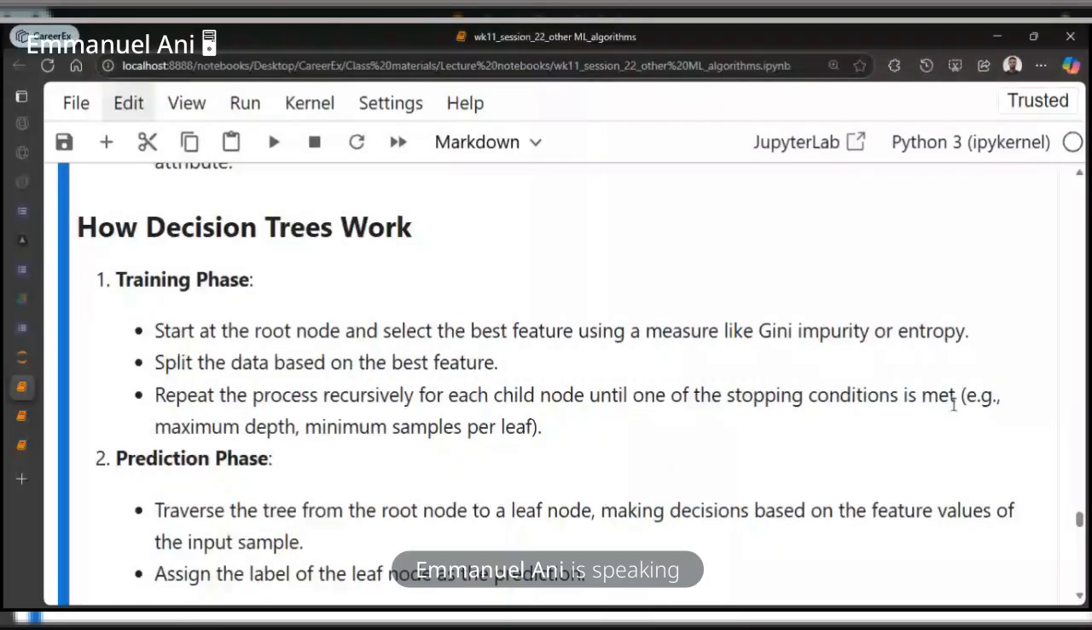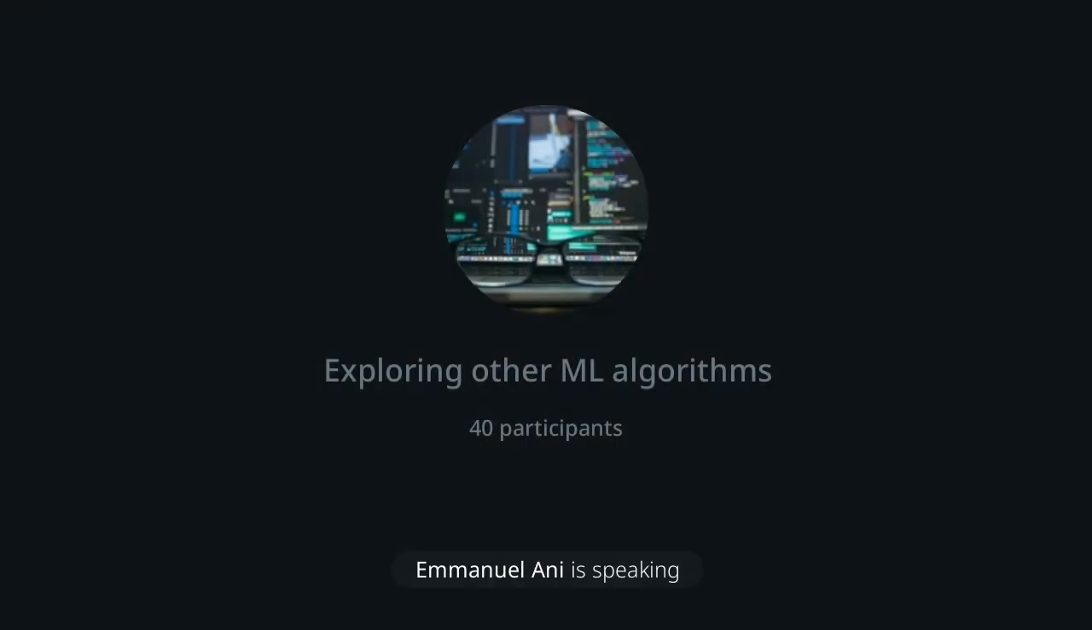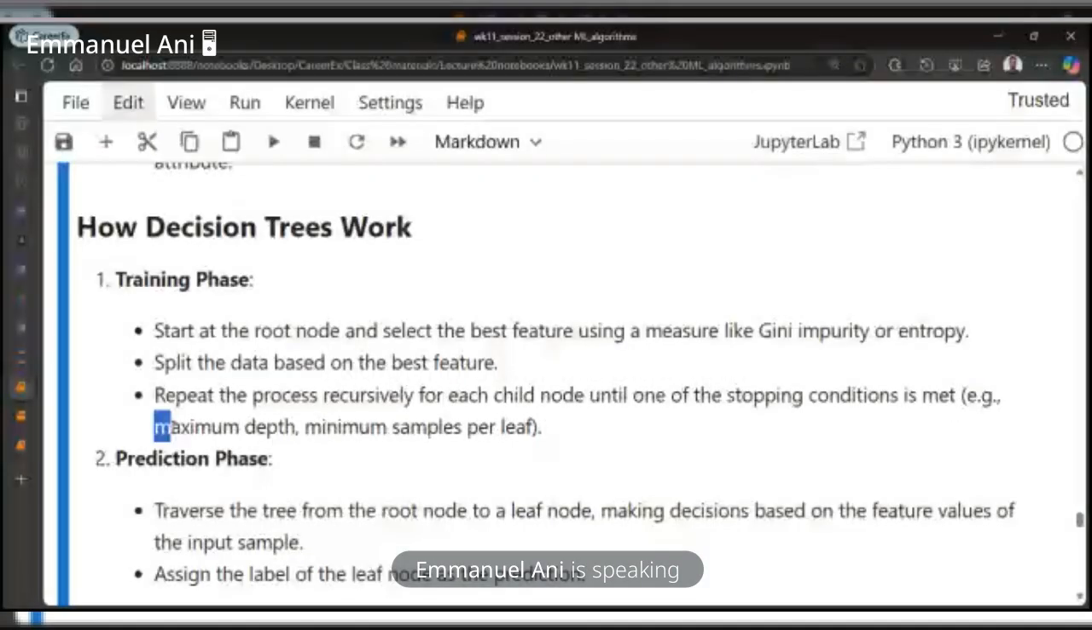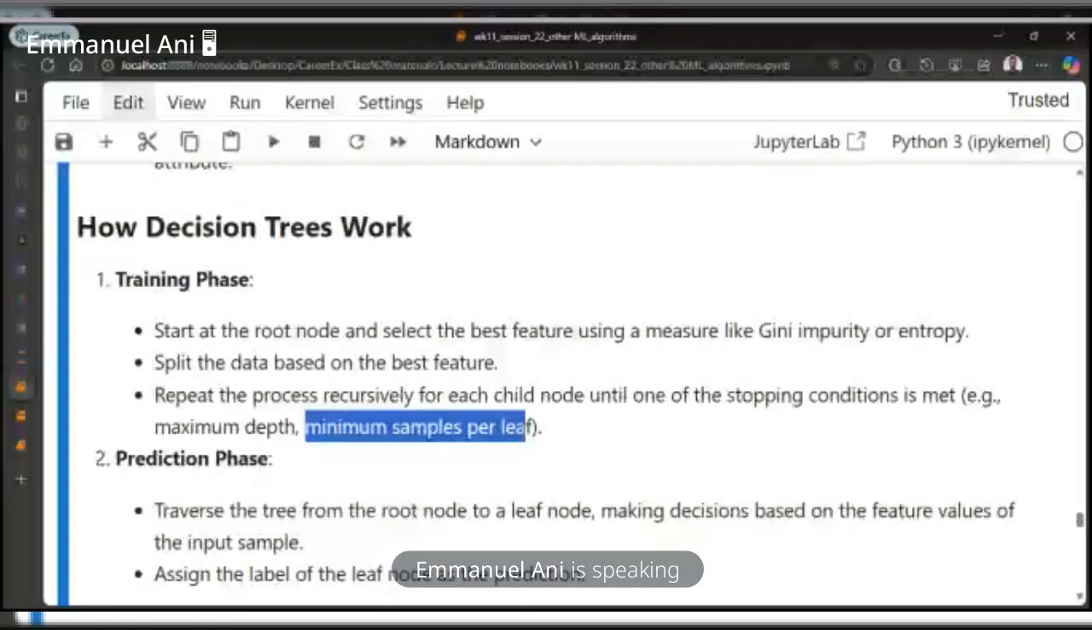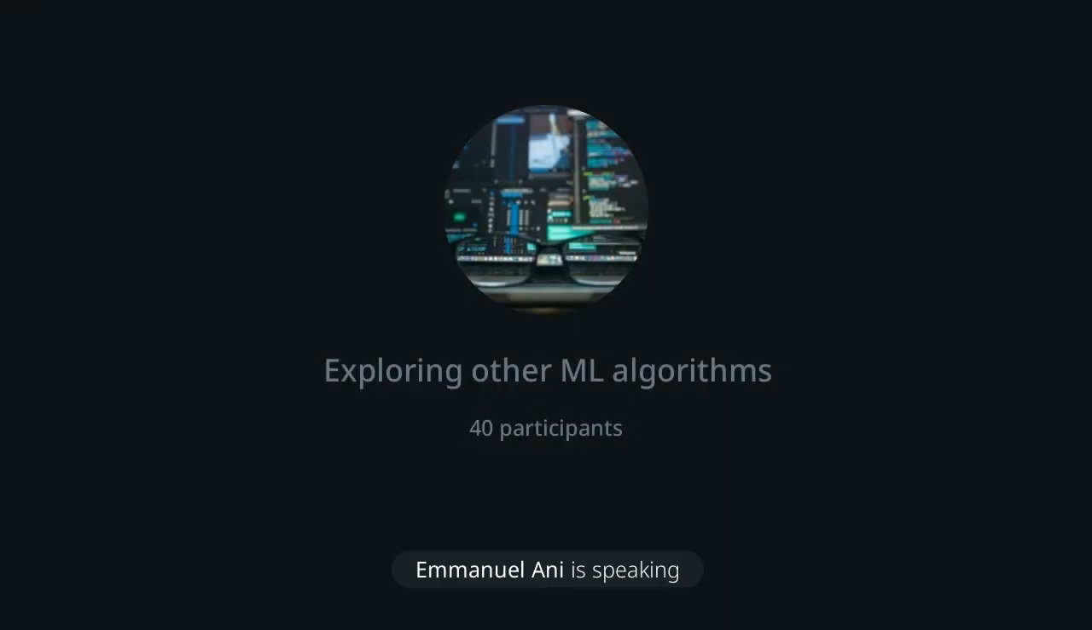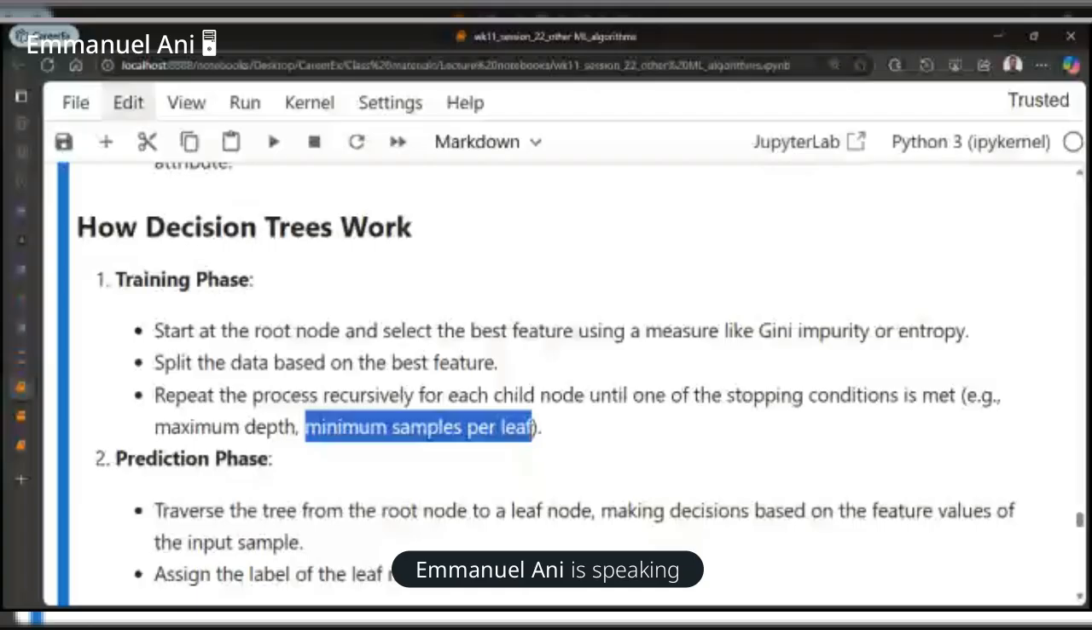A base, you have to define a stopping condition. So your stopping condition can either be maximum depth or minimum samples per leaf, or you just leave it to when it can't split again. All right. So that is basically how the training works.